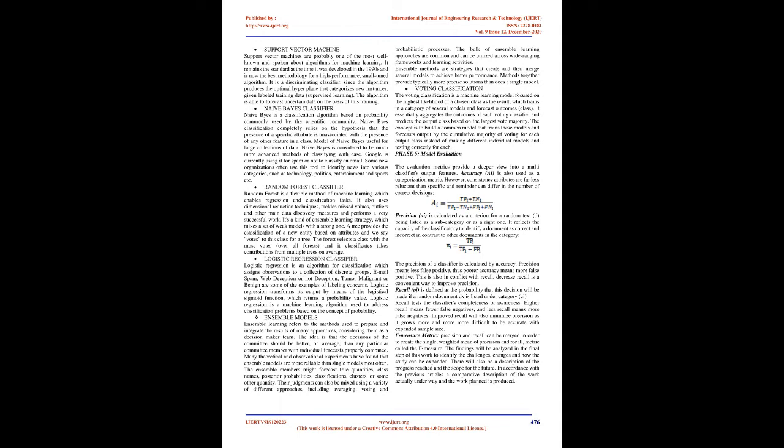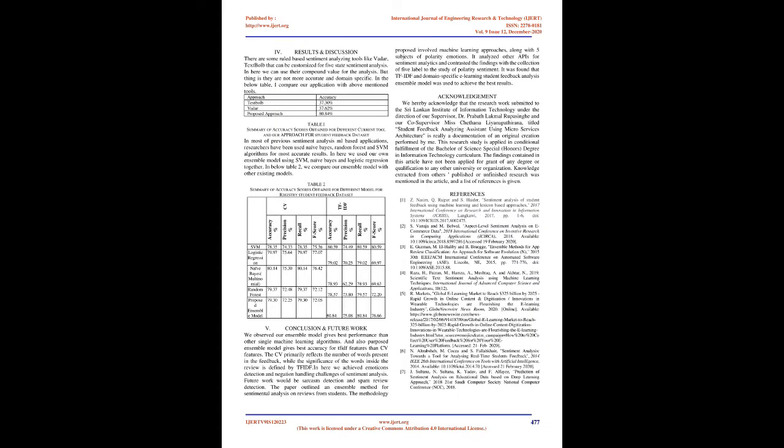Voting classification. The voting classification is a machine learning model focused on the highest likelihood of a chosen class as the result, which trains a category of several models and forecasts outcomes, class. It essentially aggregates the outcomes of each voting classifier and predicts the output class based on the largest vote majority. The concept is to build a common model that trains these models and forecasts output by the cumulative majority of voting for each output class, instead of making different individual models and testing correctly for each.